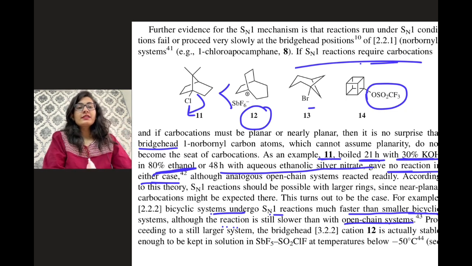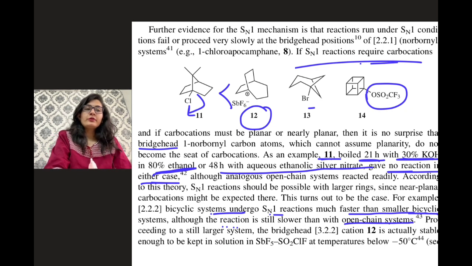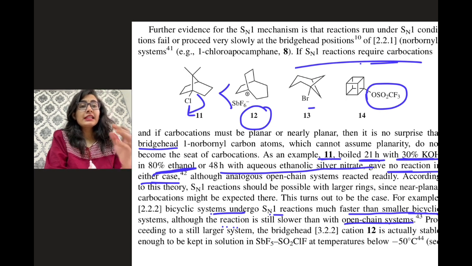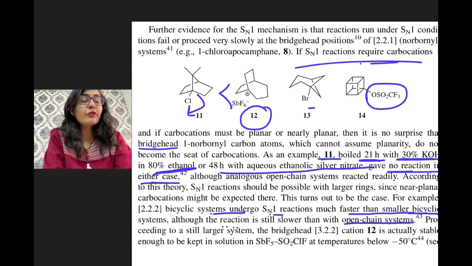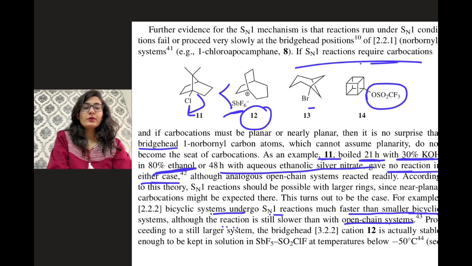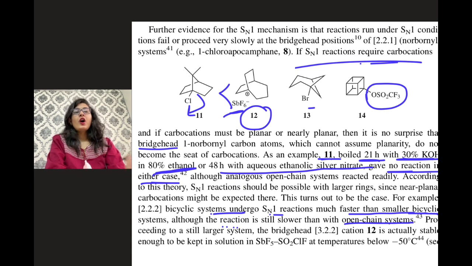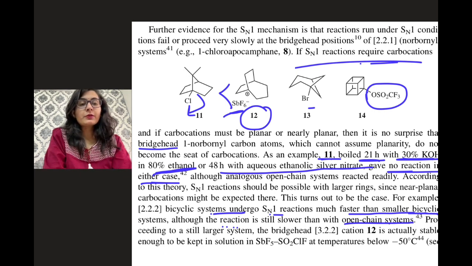Okay, so this is how you see different types of examples. This is how you compare. All right, and this carbocation, not only does it form, but it is also stable with this Lewis base at room temperature. All right, so this is what we have to consider. What are the physical properties, what are the chemical properties of these kinds of molecules?